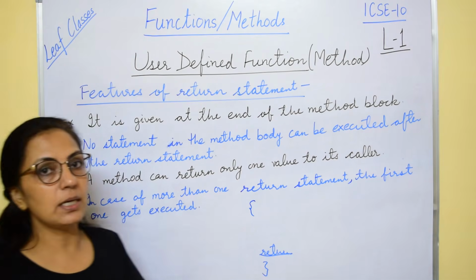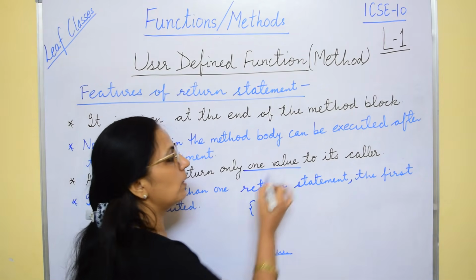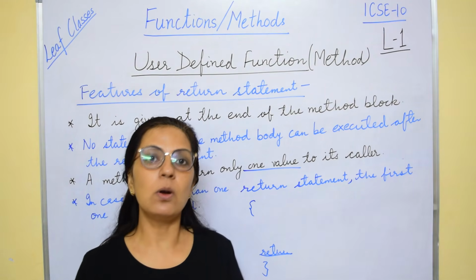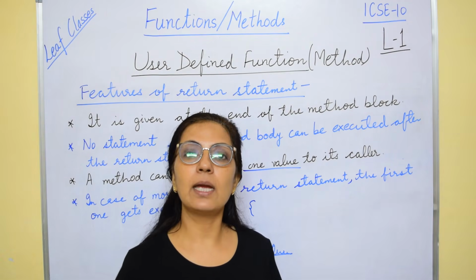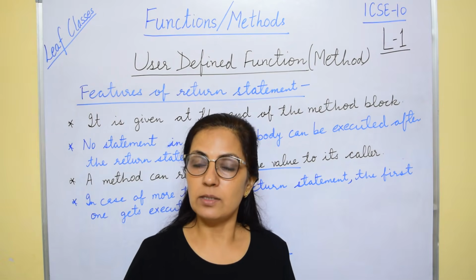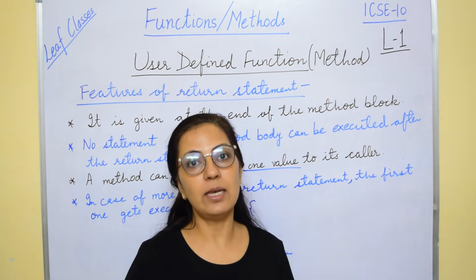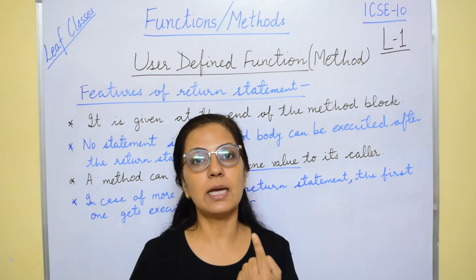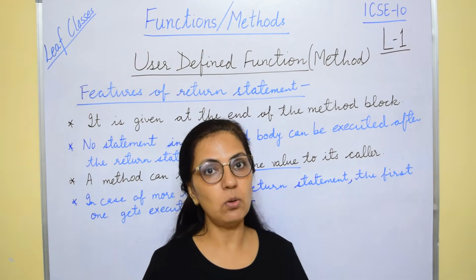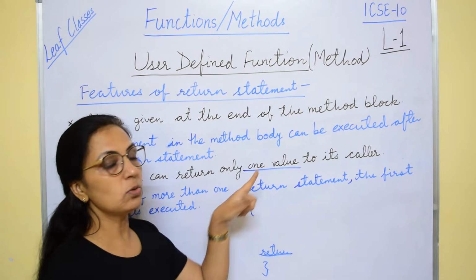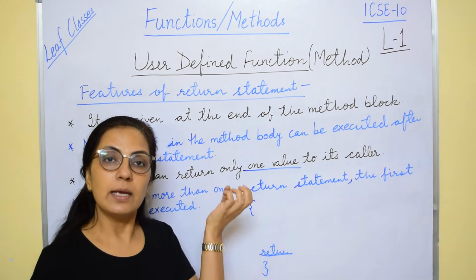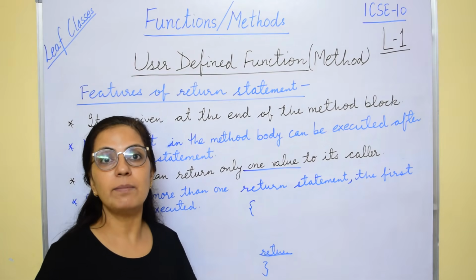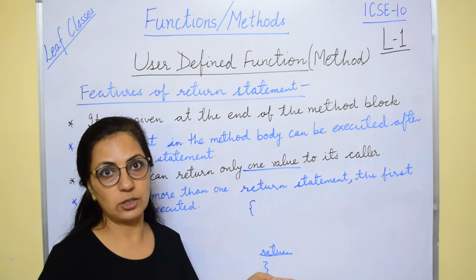A method can return only one value to its caller. This is very important. This is asked in the exam also. If a method is calculating the area and perimeter of a square, how many return values will it give you? A method will always return one value. It cannot return more than one value. So always one value to its caller. Caller means the function which is calling this method, that is the caller function, and where you are writing the method definition, this is your called function, right?